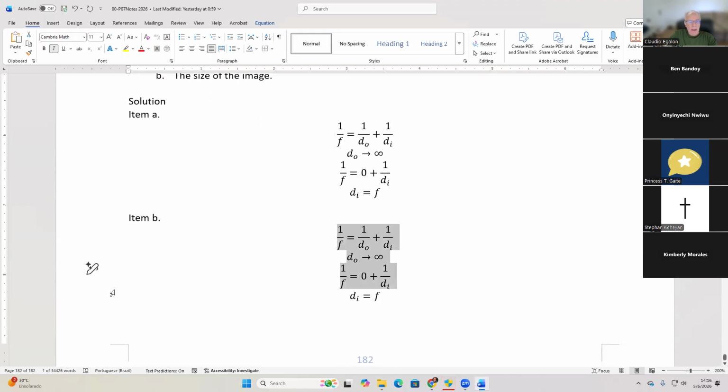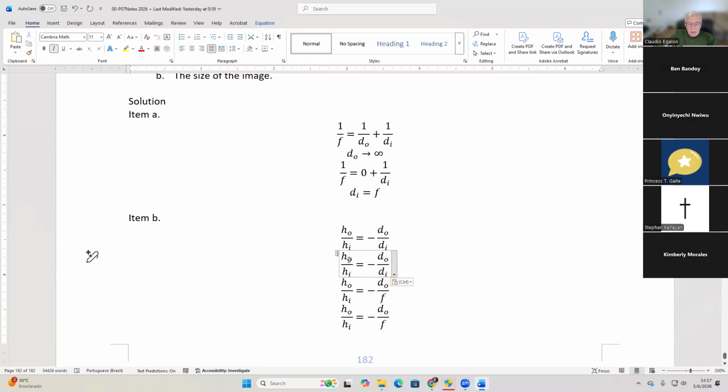Let me erase that. Like that, right? The position of the image is the focal distance, F. We want to calculate HI. That's what we want to do. So we have to invert this equation. Even better, let's invert this one, right? It's easier to invert this one here instead.